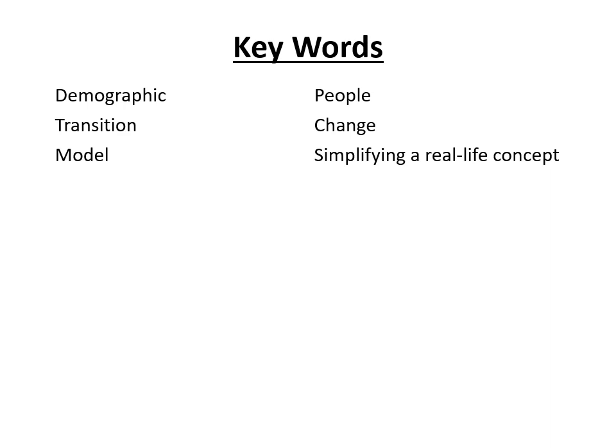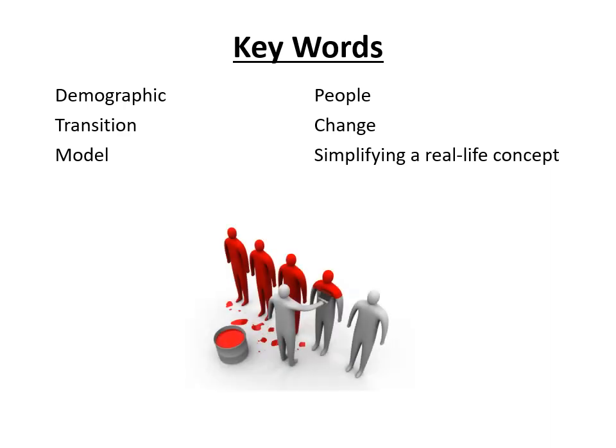And a model is a simple way of looking at real life. Real life is very complicated and complex, so we use models to help understand it better. So the demographic transition model could be said as the people change concept, the idea of people changing. Well, it's a bit more specific than that. We will move on to that now.